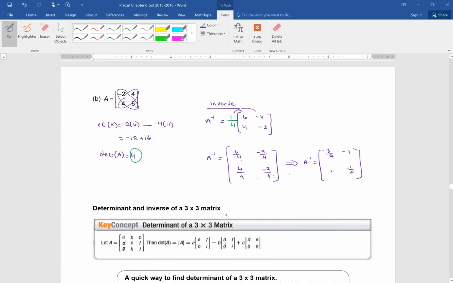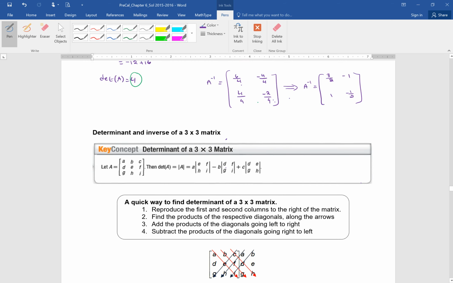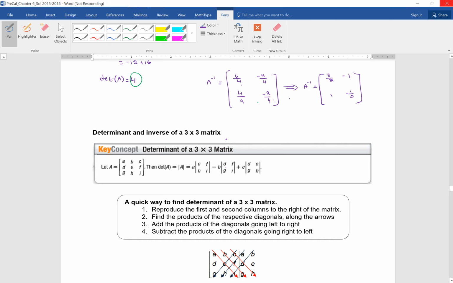Now, determinant of a 3 by 3. Oh my God, so much fun. So this is one way. We don't do it that way. Here's how we do it. You see the matrix here? You clone the first two columns right next to it. Why? That's just the rule.